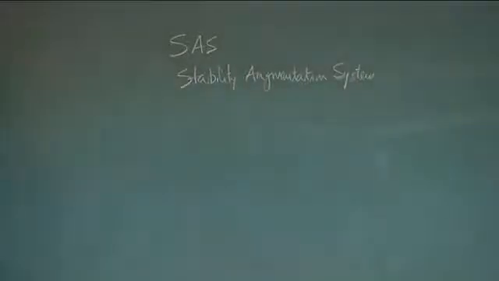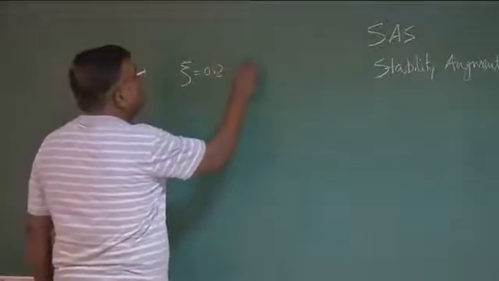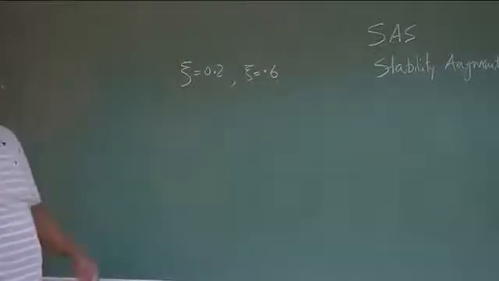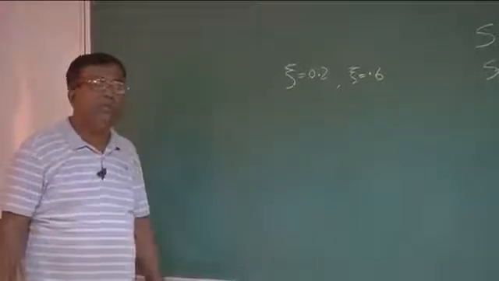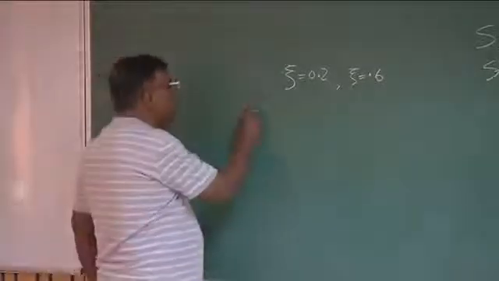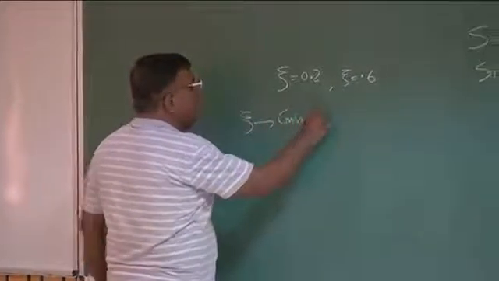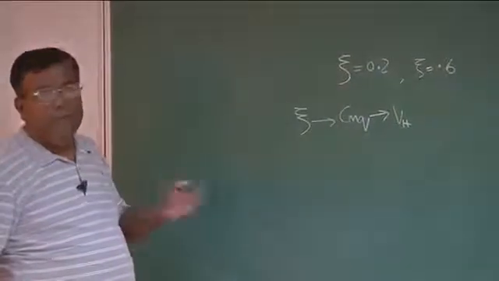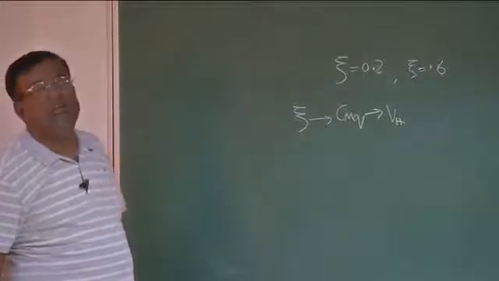Okay. We have also talked about SAS, which is stability augmentation system. What was that? The understanding is this. Suppose airplane is having a zeta equal to 0.2, but you want zeta to be 0.6. One way to change zeta is change the tail volume ratio, because the zeta largely depends upon CMQ, and you know CMQ has VH, tail volume ratio, as one of the variables. So if I want to increase zeta, I have to increase the tail volume ratio.